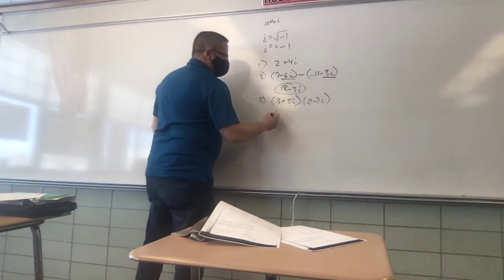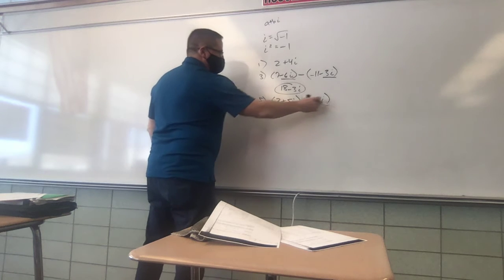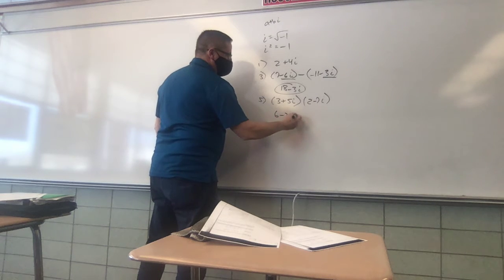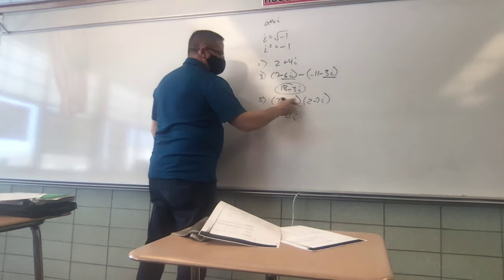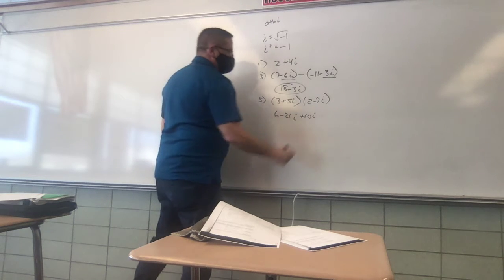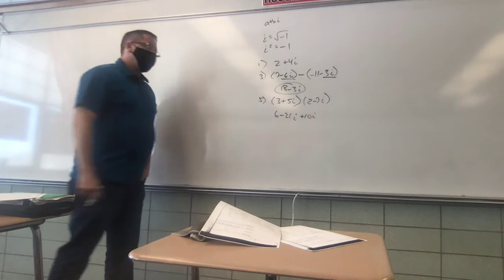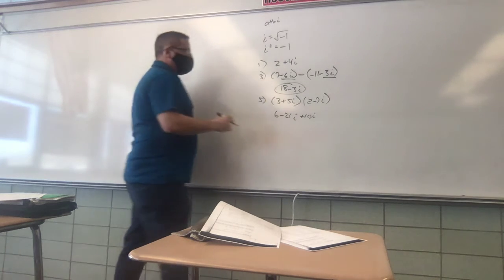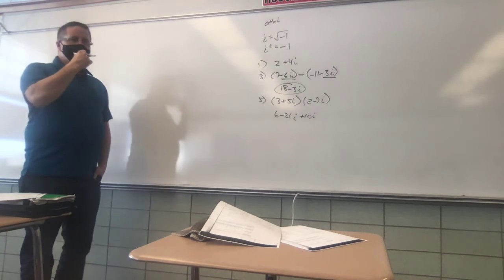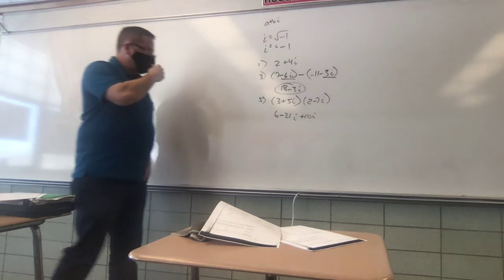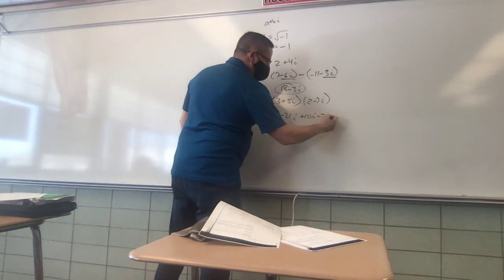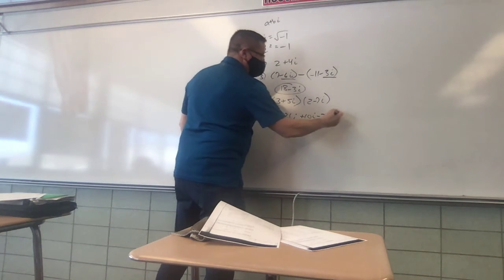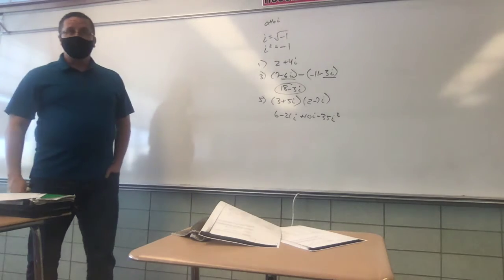3 times 2 is 6. Our outers are 3 times negative 7, that's negative 21i. Our inners are 2 times 5i, that's 10i. If we're going to make a mistake, here it is. We do our last, 5i times negative 7i is not negative 35i. It's negative 35, what? I times I is I squared. That makes a big difference, okay?